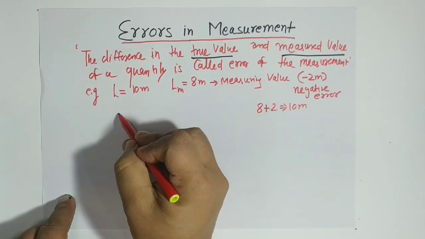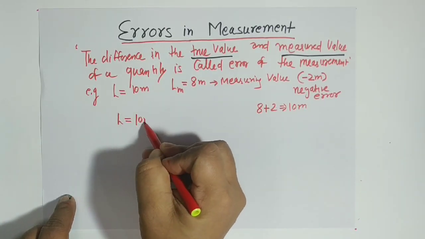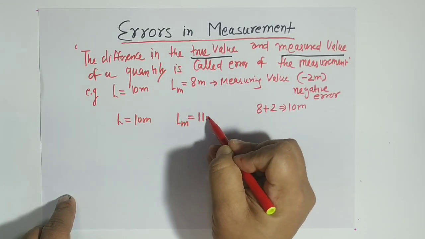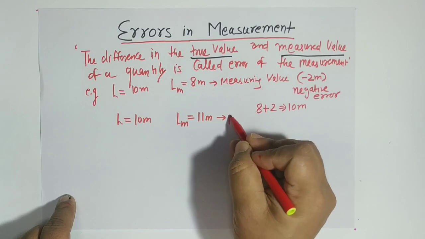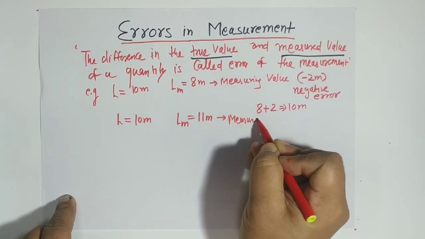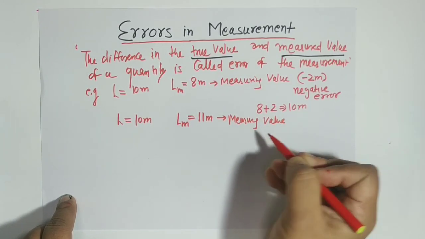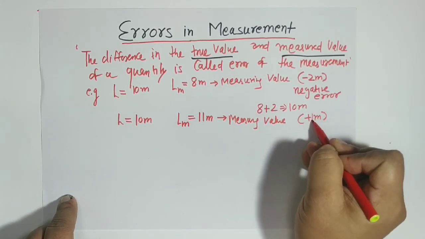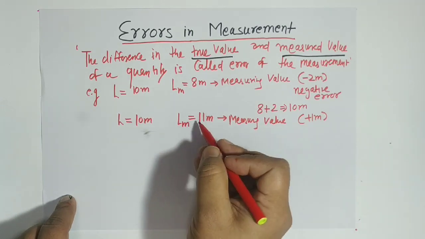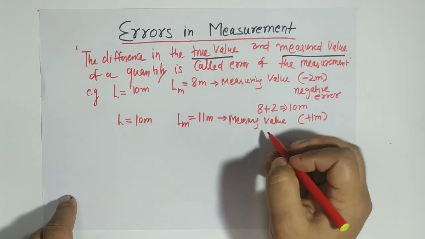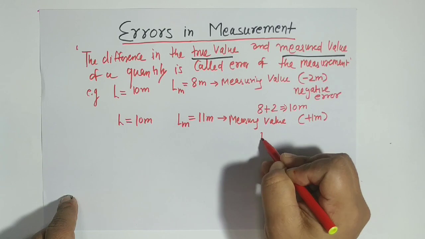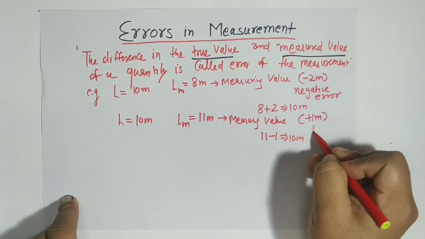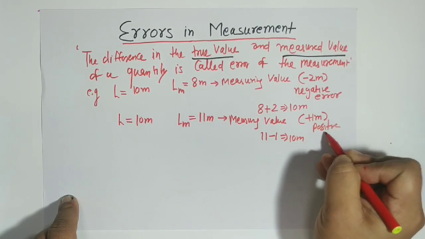Same way, if the length of the room is 10 meters and you are saying another value, say 11 meters, this is the measured value. Then you are measuring 1 meter more. There is a +1 meter error in this. So what will happen? You will subtract it, then you will get 10 meters. Why? Because it is a positive error.